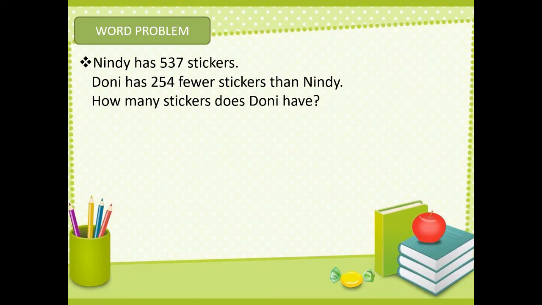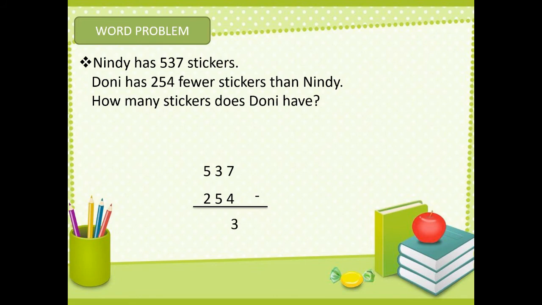Next, Nindi has 537 stickers. Donnie has 254 fewer stickers than Nindi. How many stickers does Donnie have? Okay. Look at this. 7 ones minus 4 equals, yes, 3.